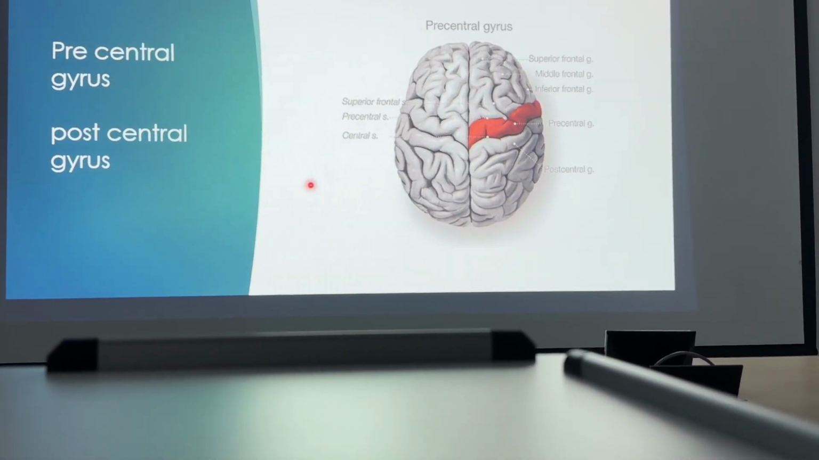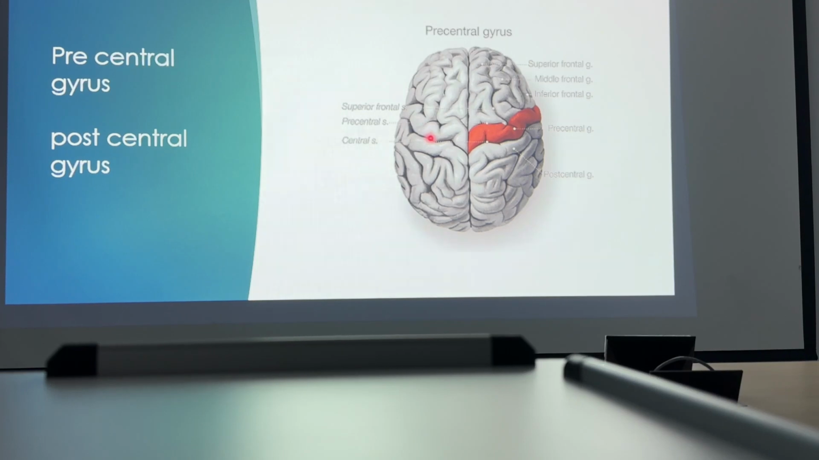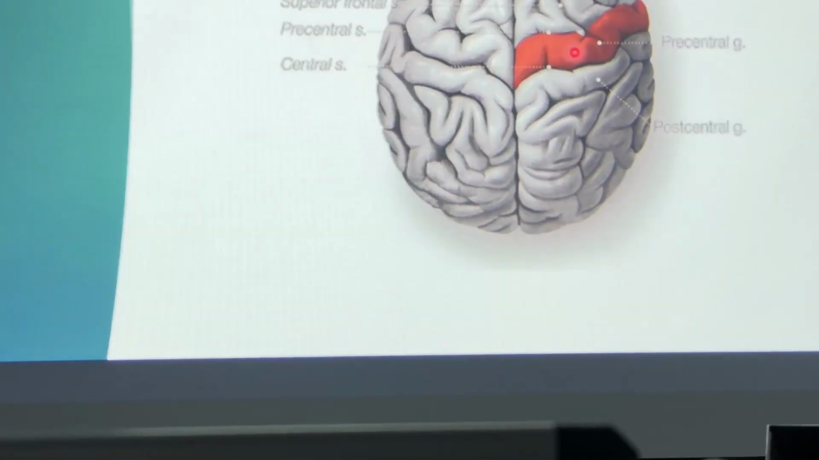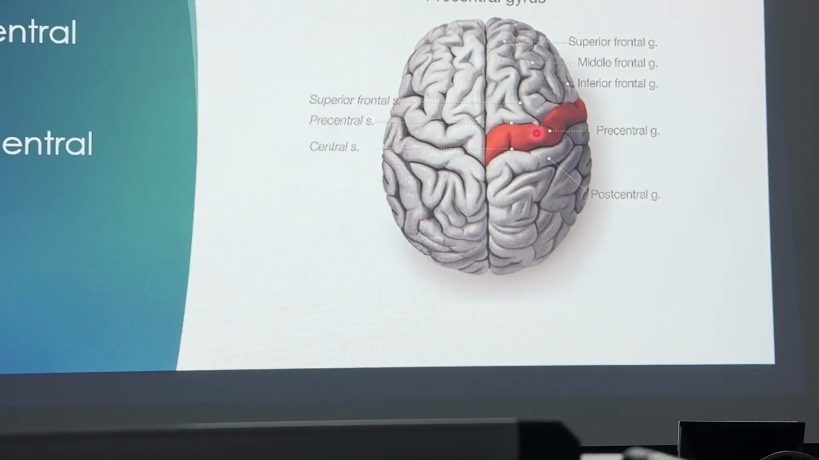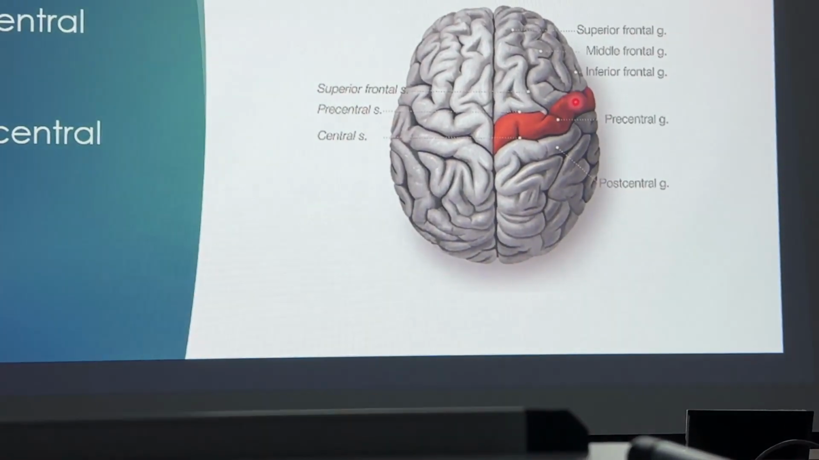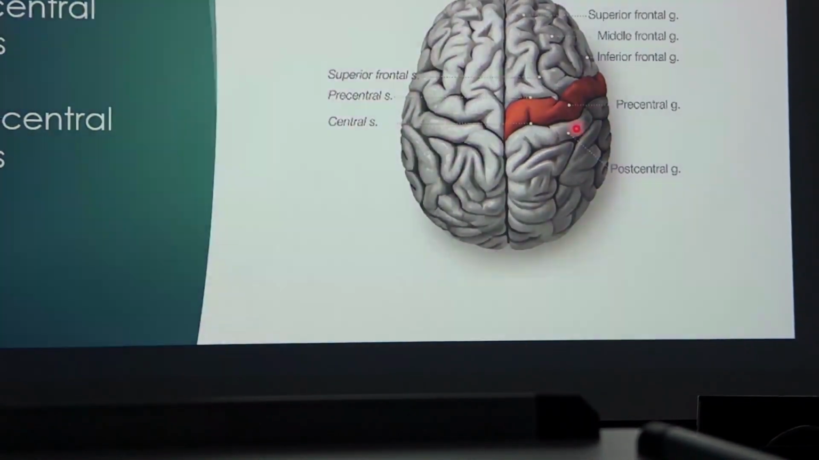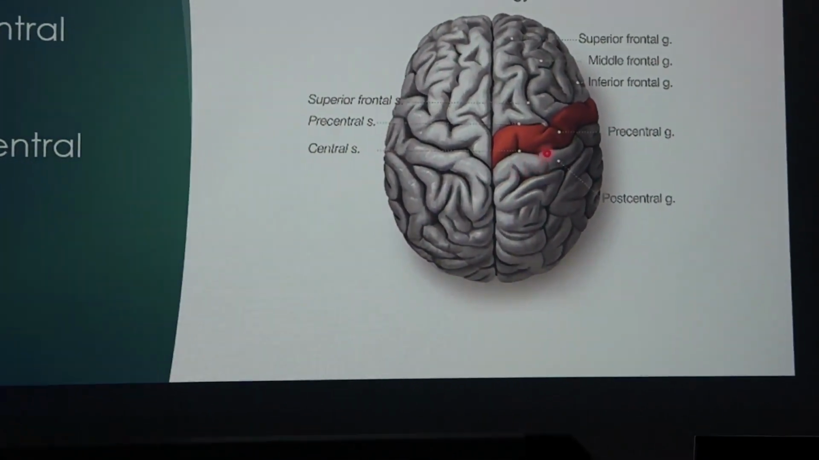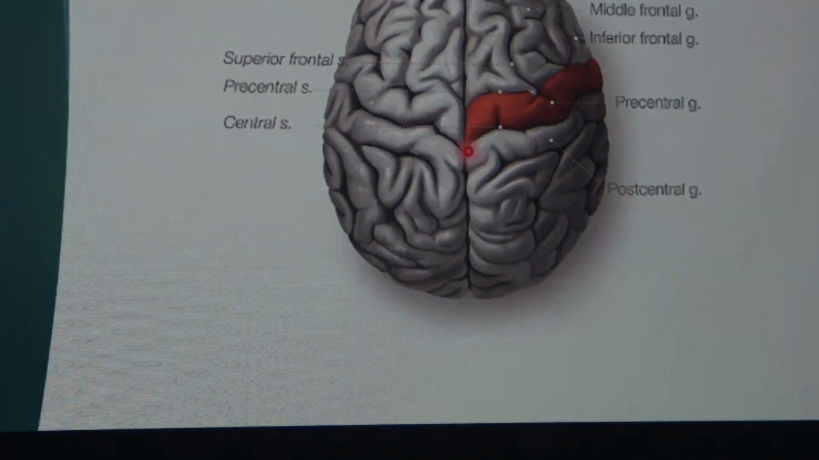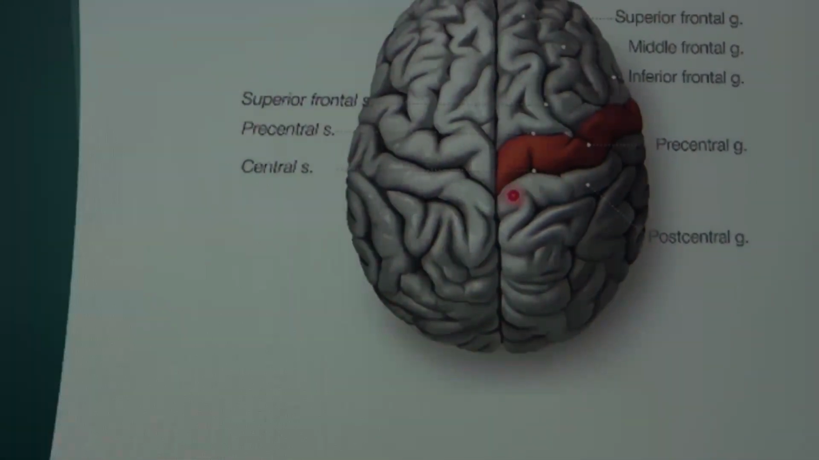The gyri, as we mentioned, are the elevations of the brain, and the most important gyri in the cerebral cortex include the precentral gyrus in the frontal lobe, which is responsible for motor function and is called the primary motor area. Posteriorly we have the postcentral gyrus, which is the sensory gyrus, and it is separated from the precentral gyrus by the central sulcus, as we mentioned before.